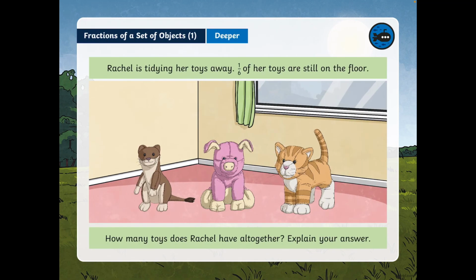Rachel is tidying her toys away. 1/6 of her toys are still on the floor. How many toys does Rachel have altogether? Explain your answer. See if you can do this on a whiteboard. What could you write down to prove what you think?